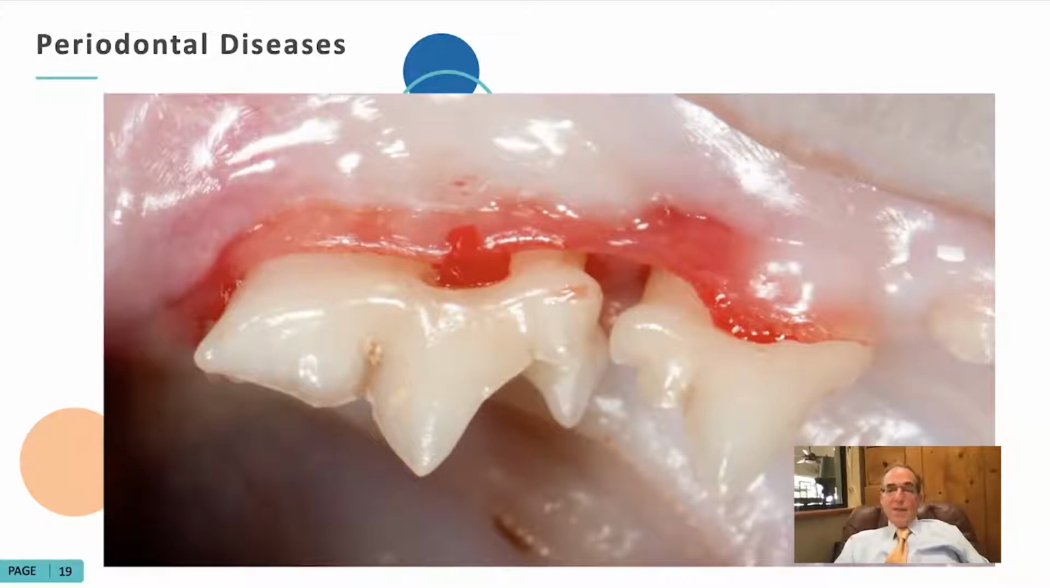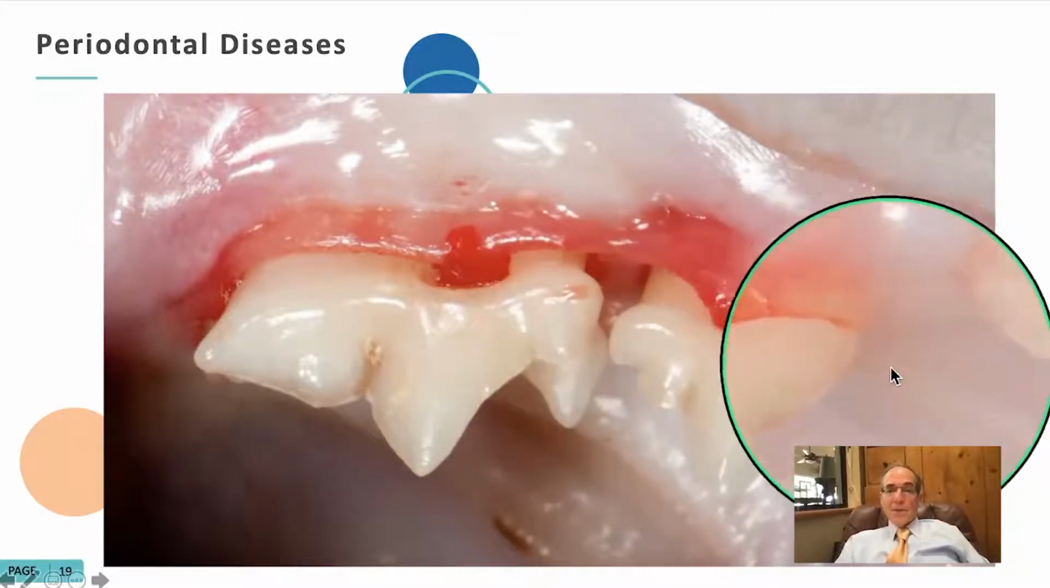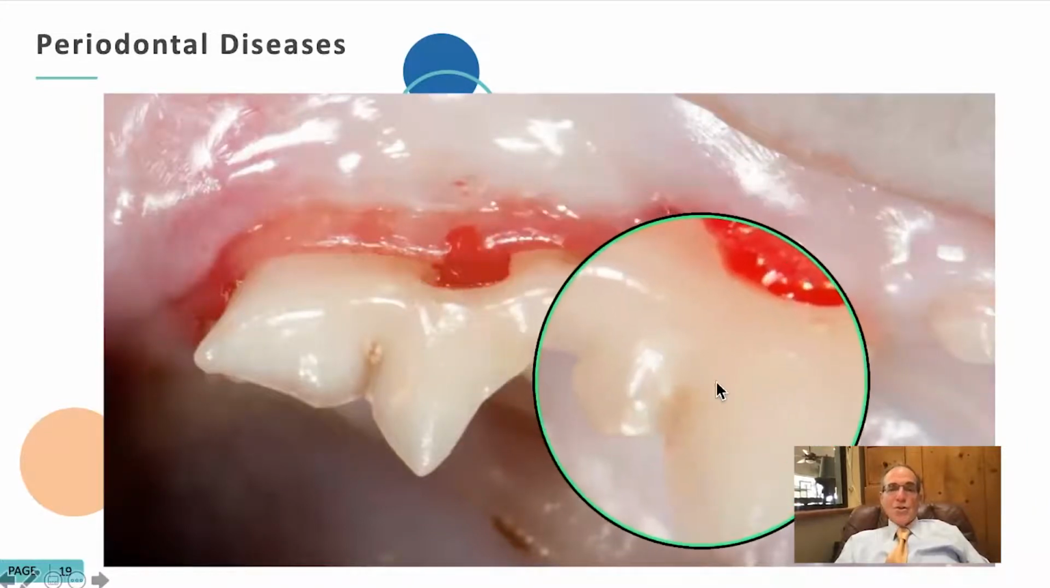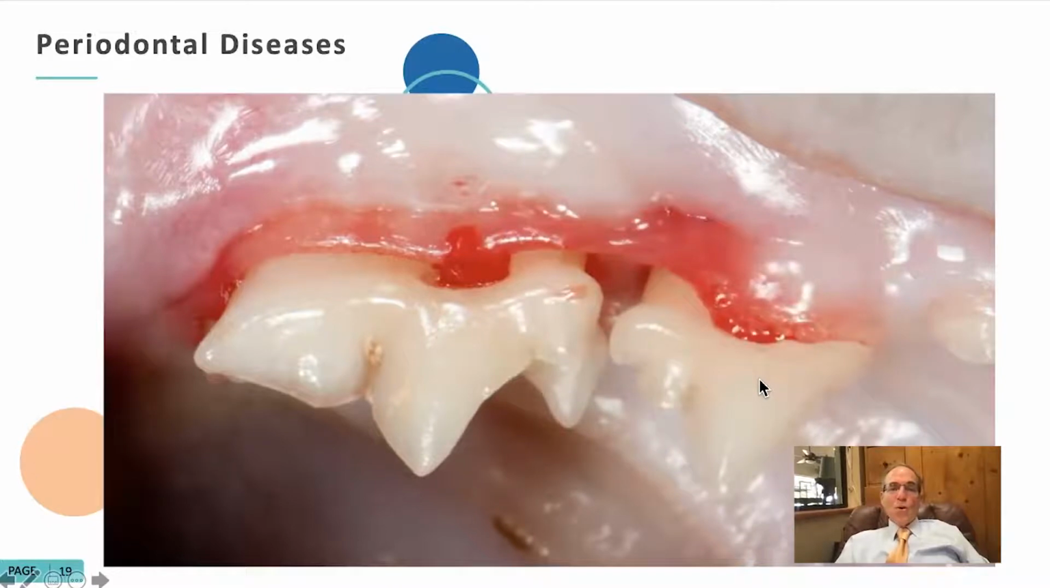And even though the front part of this tooth looks absolutely normal, the back part is in tough shape. So a tooth is evaluated by the worst part of the tooth. So in this situation, they're both advanced periodontal disease and they both need to be extracted.